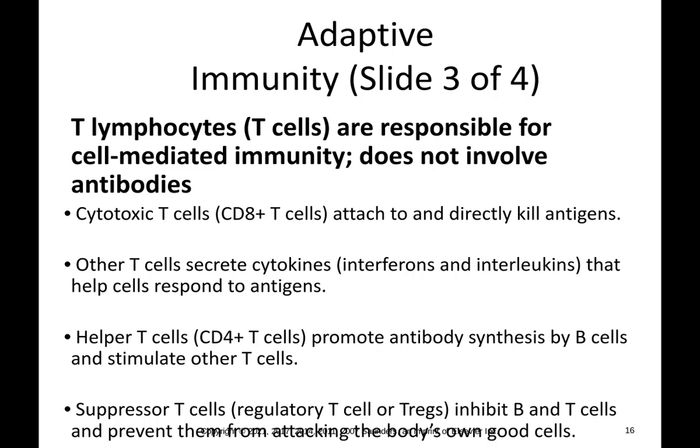The T cells are responsible for cell-mediated immunity, so this does not involve antibodies like the B cells. Cytotoxic T cells attach to and directly kill the antigens. Other T cells secrete cytokines, which are interferons and interleukins that help cells respond to antigens. Helper T cells promote antibody synthesis by B cells and stimulate other T cells. And then suppressor T cells, which are regulatory or also called Tregs, these inhibit B and T cells and prevent them from attacking the body's own good cells. So those are important.